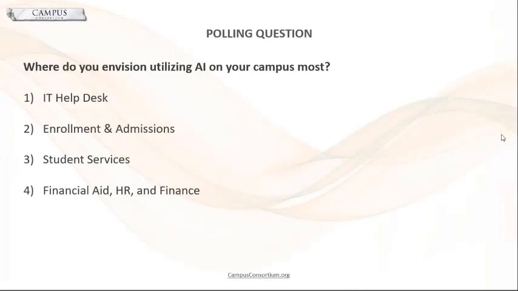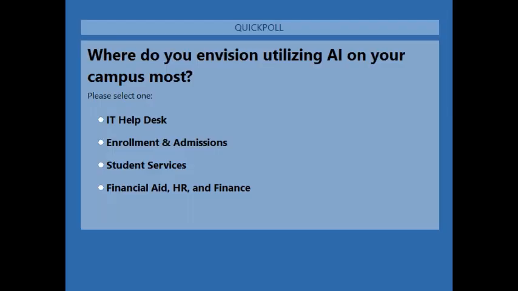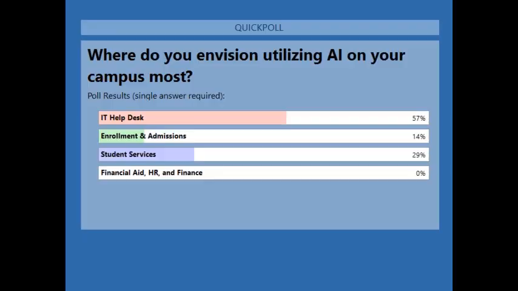Now here are a few questions for you. Where do you envision utilizing AI on your campus most? So where do you envision utilizing AI on your campus? 57% IT help desk, 14% enrollment and admission, 29% student services, and 0% financial aid, HR, and finance.